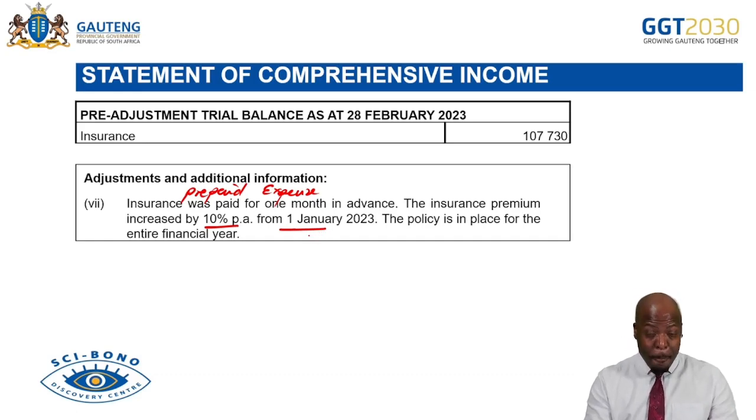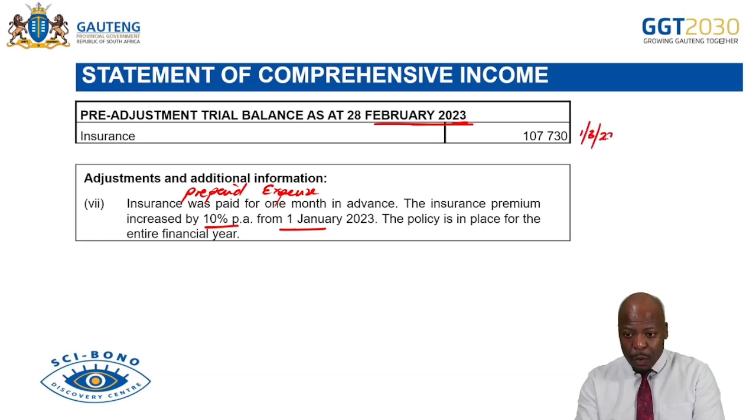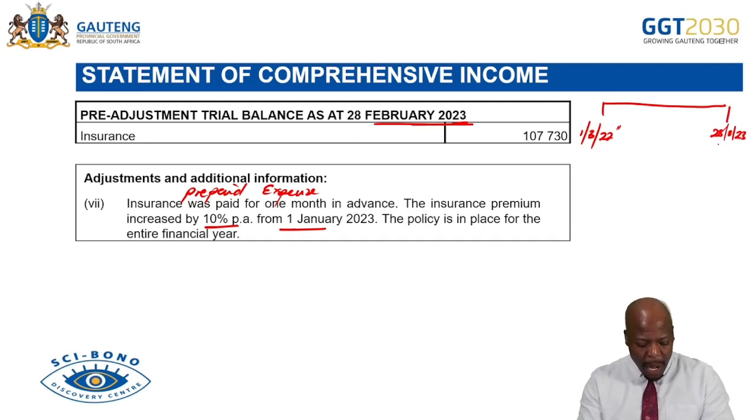All right, so let's go and see. We know that our financial year is ending on the 28th of February. So if it ends on the 28th of February 2023, when would it have begun? It would have begun on the 1st of March 2022. This is when it began. And then it will end now on the 28th of February 2023. We are then told that we have paid 1 month in advance. That means we extended there now.